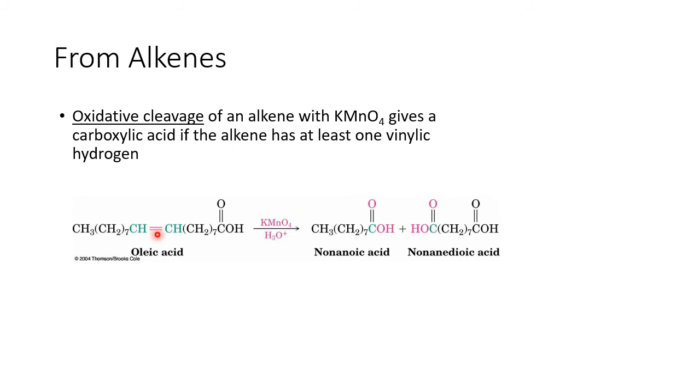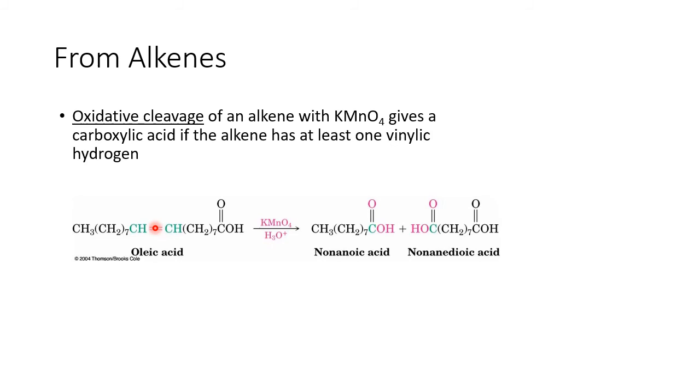However, there is one specific condition: at least one of the carbons forming the double bond must have one hydrogen. If the carbons of the double bond have no hydrogen, then you cannot do this reaction. If your double bond is tetra substituted, with four substituents that are all alkyl groups and no hydrogens, the reaction will not happen. The reaction only happens if the carbons on the double bond have at least one hydrogen.